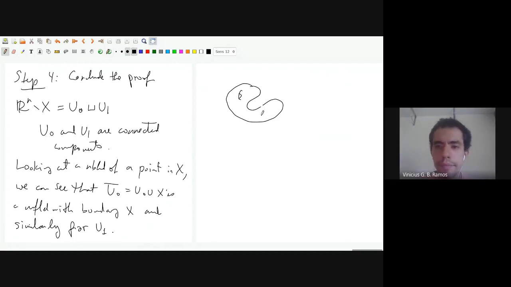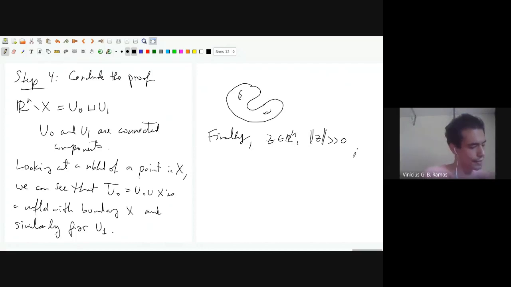And finally, we have to show that U0 is unbounded and U1 is bounded. So how do you do that? Just take a point z in Rn such that the norm is very large. In particular, take any norm that's larger than the supremum of the norm of x. So you pick z to be larger than the maximum of the norm of x, when x is in X.